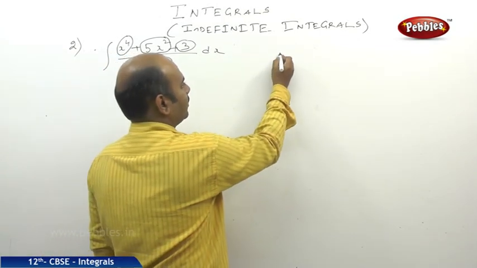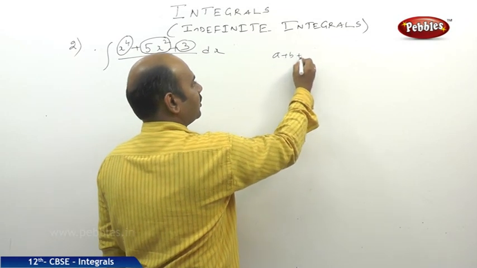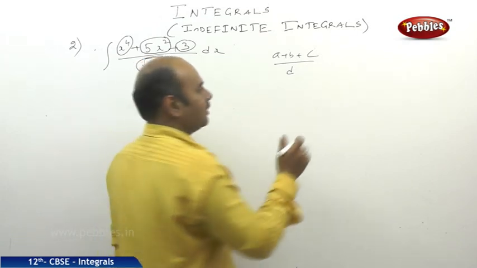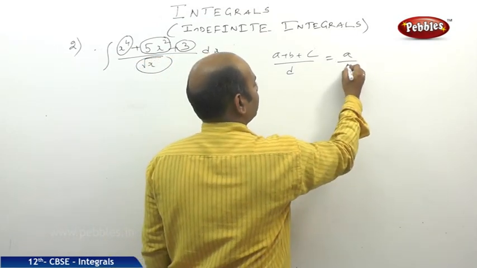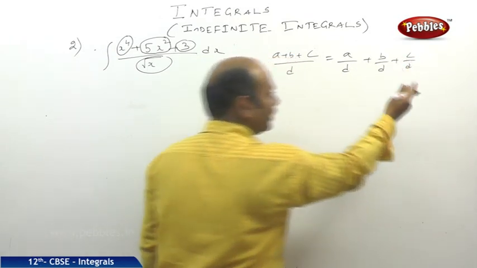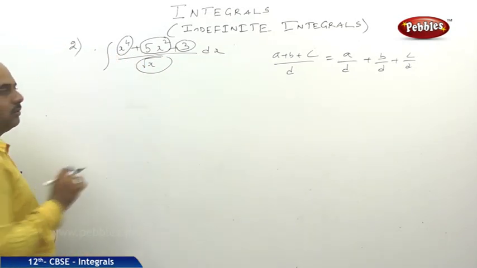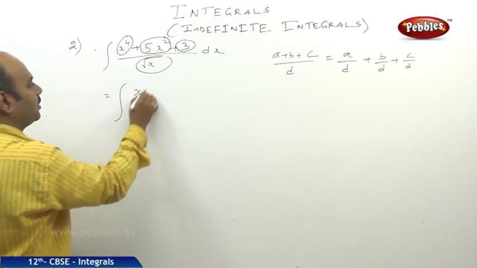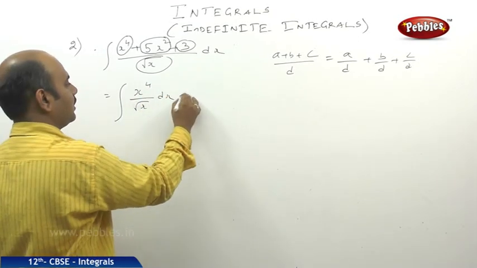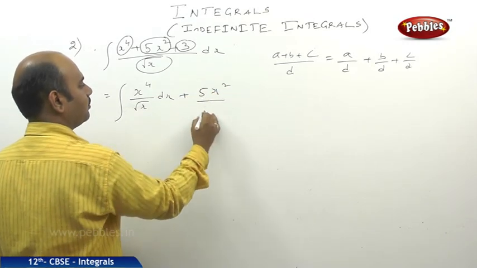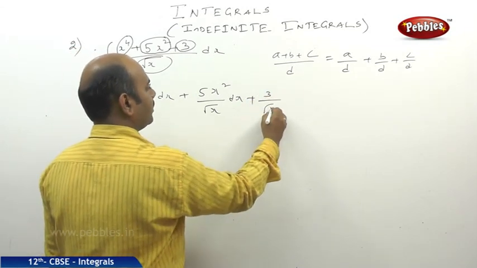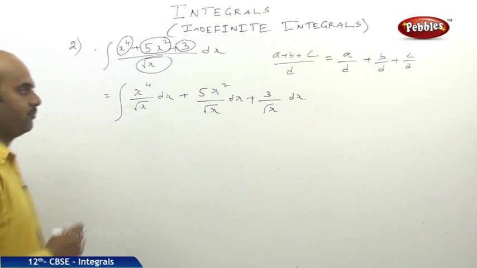So in our lower classes, in ratio and proportion, we learned a concept: if A plus B plus C by D is given, it can be written as A by D plus B by D plus C by D. The same technique we will be applying over here. So it comes as x power 4 by root x dx plus 5x square by root x dx plus 3 by root x dx.